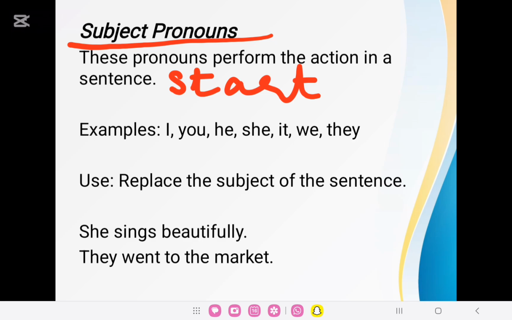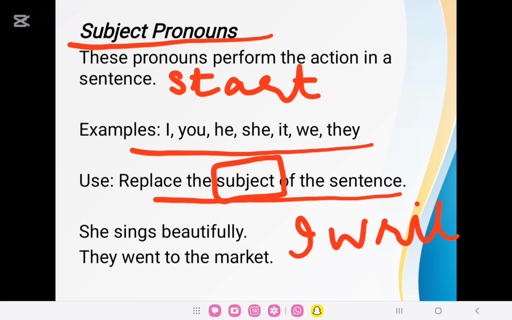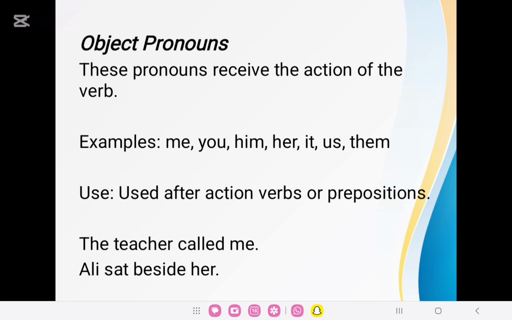I, we, you, he, she, it, they. These are subject pronouns. They replace the subject of the sentence. That means the subject always comes in the beginning of a sentence. I write a letter. This I is the subject. So what do subject pronouns do? They replace the subject of a sentence that comes in the beginning. See, she sings beautifully. They went to the market. She and they are subject pronouns because they are replacing the nouns in the beginning of a sentence.